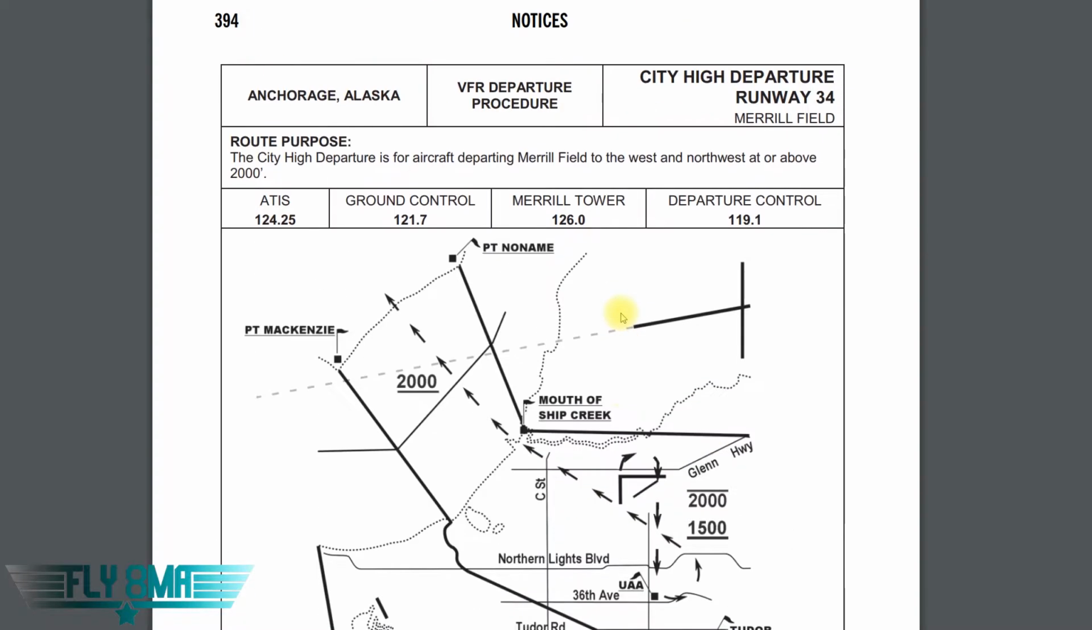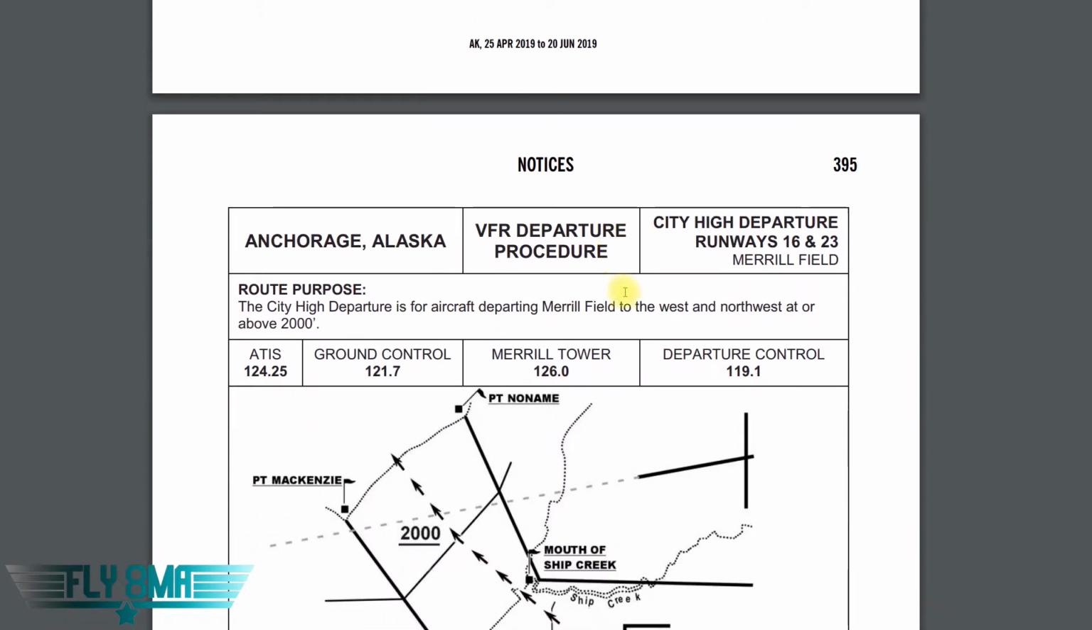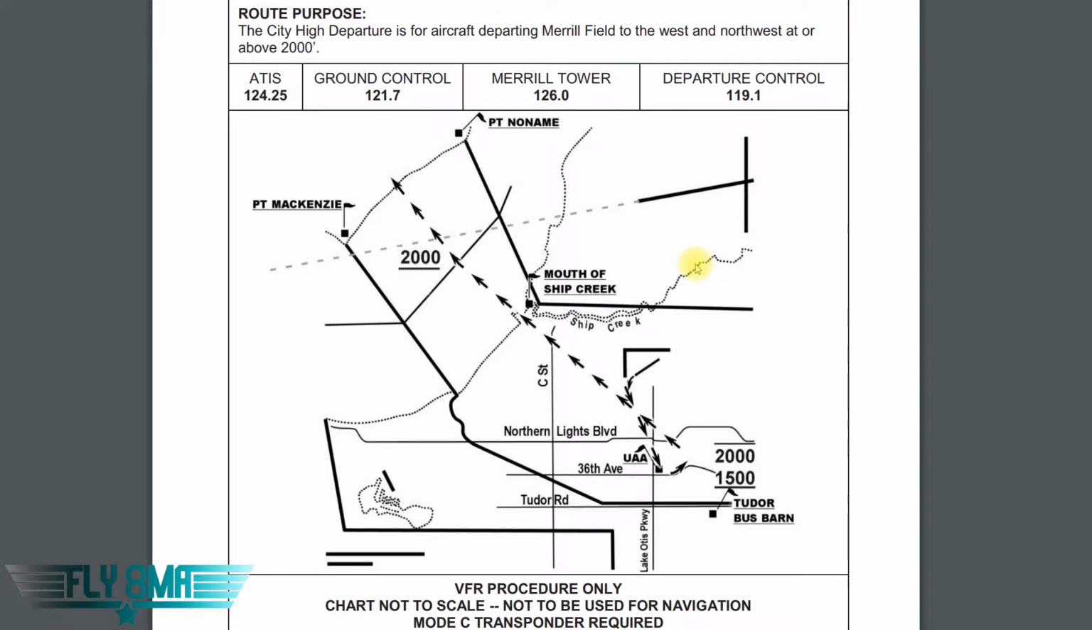That's not necessarily as complicated as it could be. Let's go ahead and take a look at the City High departure off of runways 16 and 23. So doing the City High off runway 23 or off runway 16, very similar. So we're going to go ahead and fly towards UAA. We're going to make that left-handed turnaround between 1,500 and 2,000 feet, and then head northwestbound between 1,500 and 2,000 feet, crossing the Knik Arm at or above 2,000 feet, and keeping the mouth of Ship Creek off our right wing, staying just south there, staying outside of Elmendorf's airspace.